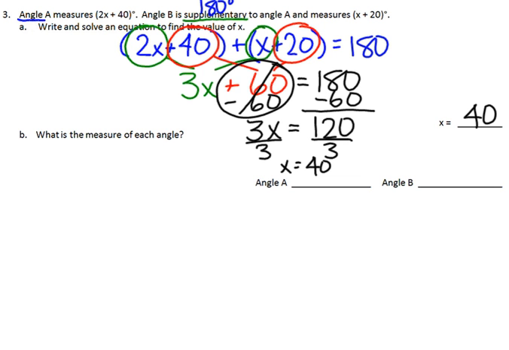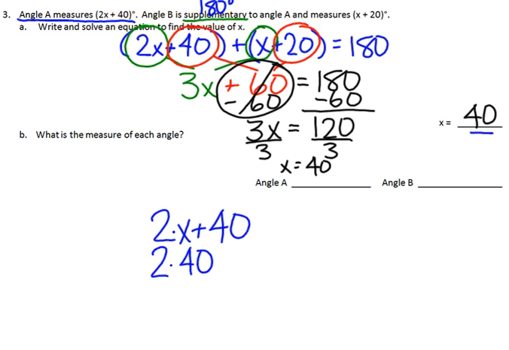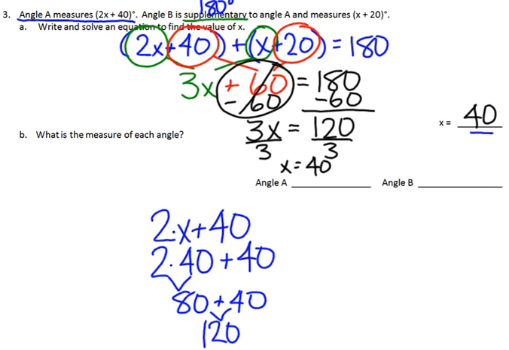So we'll do angle A in blue. So I'm going to start with 2x plus 40, or 2 times x plus 40. I know that x is equal to 40, so I'm going to put in 2 times 40 plus 40 and simplify. So that's going to be 80 plus 40, which is equal to 120. So angle A is 120 degrees, and we do need units for the angles.